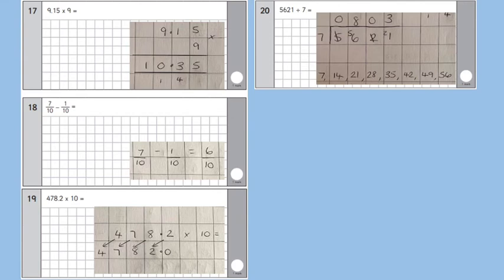Number 20. 5,621 divided by 7, I would have definitely written out the division method for this one. As you can see, I've written out my 7 times tables along the bottom just to help me out, and I have got the answer 803.